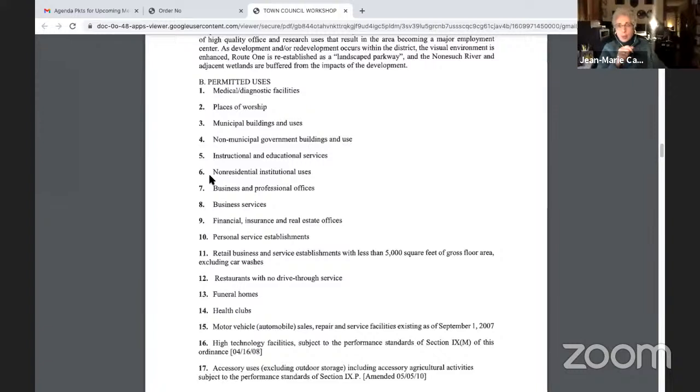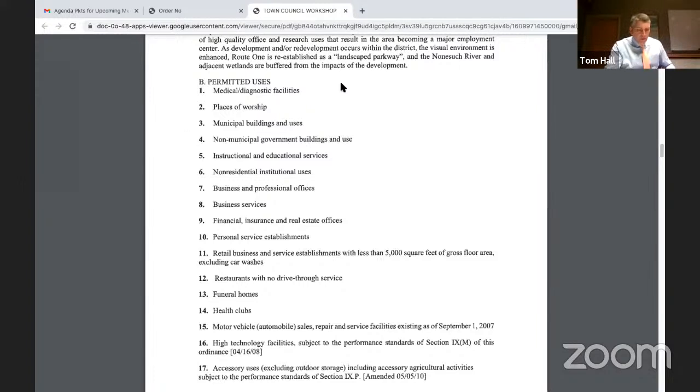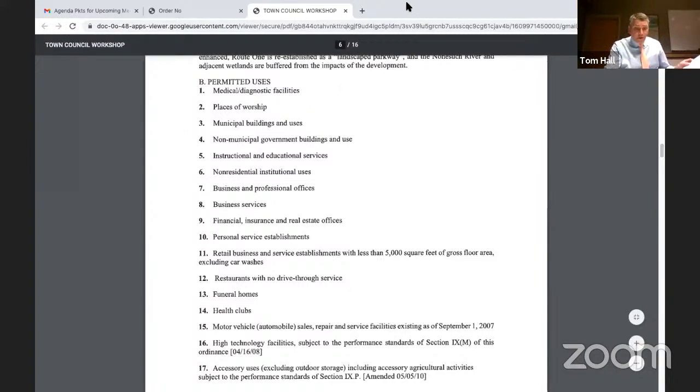Does it come under hospital or nursing home? I'm certain that there's a definition in the zoning ordinance, and I could perhaps find that as we're talking.